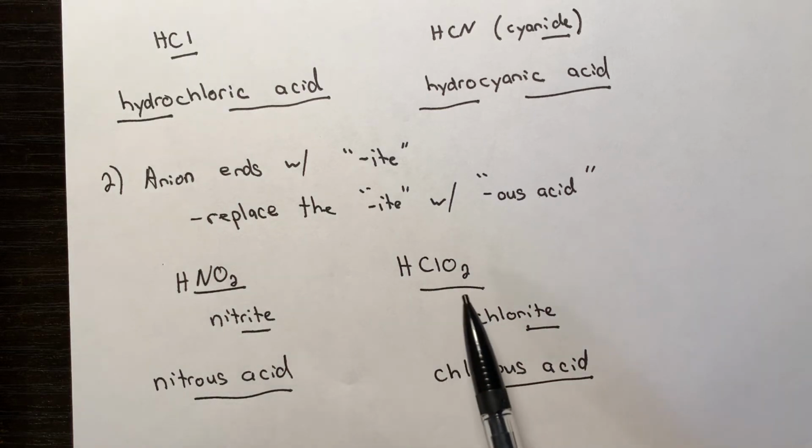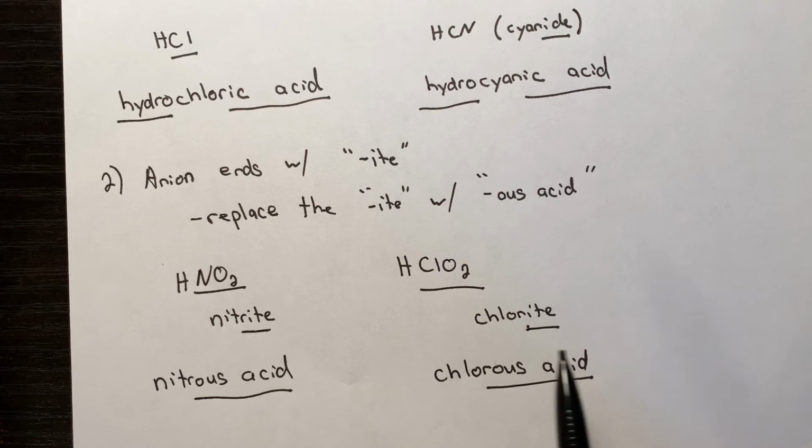Here we have the ClO2. This is the polyatomic ion chlorite, in that series of oxyanions. I think there are 4 of them that get teamed up with the chlorine there.